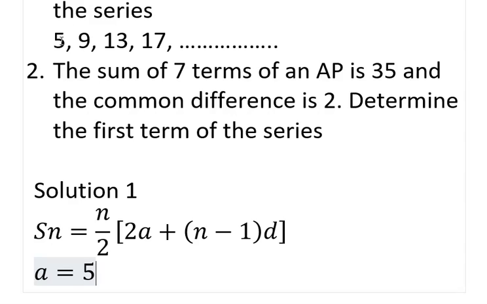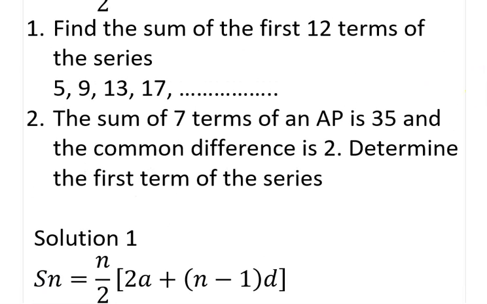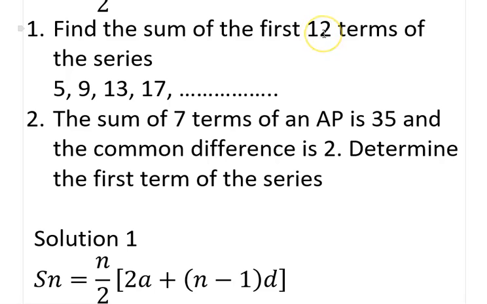The next thing for us is to get our common difference, which is our d. Our common difference is the difference between the first and second, or second and third, or third and fourth, like that. So 9 minus 5 gives 4, 13 minus 9 gives 4, 17 minus 13 gives 4. So definitely our common difference is 4. Beautiful. Now what is the question asking from us? It said we should find the sum of the first 12 terms. That means our n is 12.